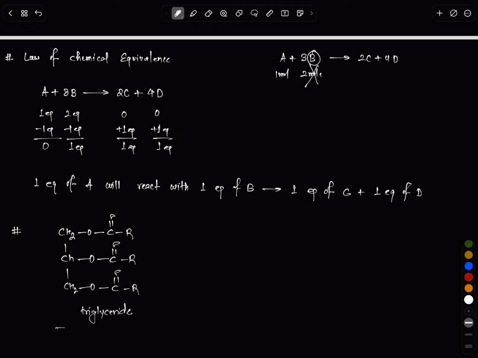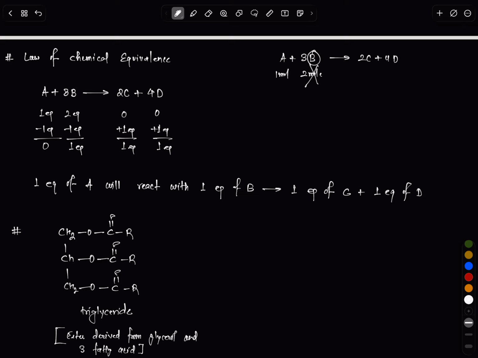And this triglyceride is nothing but an ester that is derived from glycerol and 3 moles of fatty acid. So for each mole of triglyceride, we need glycerol and 3 moles of fatty acid.